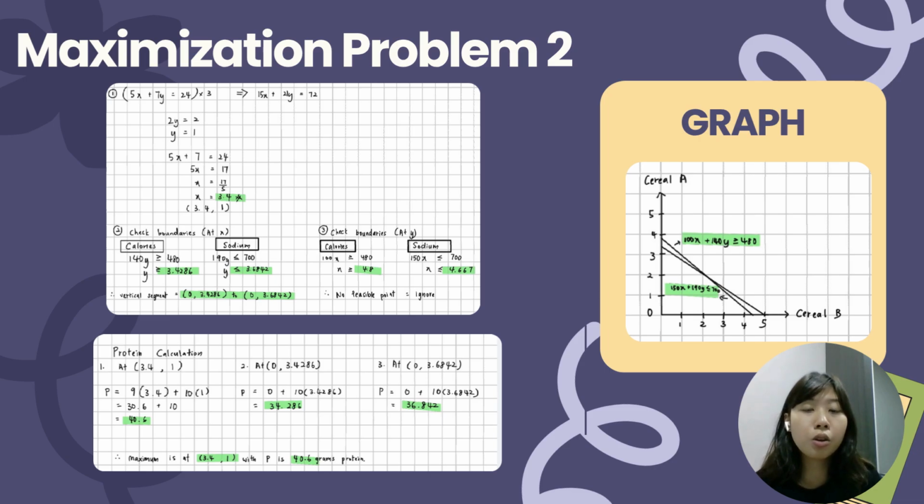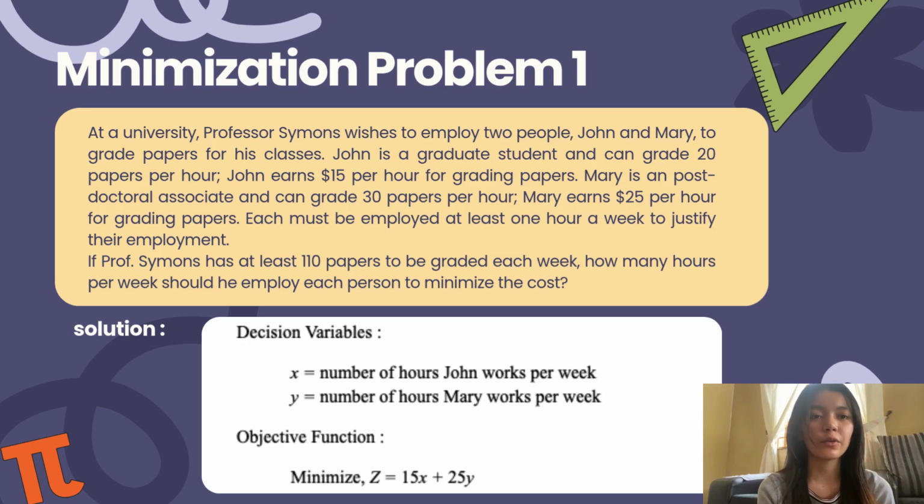As shown in the graph, this point lies at the optimal corner of the feasible region. Now I will be presenting a minimization problem using linear programming. First, let me explain the situation.